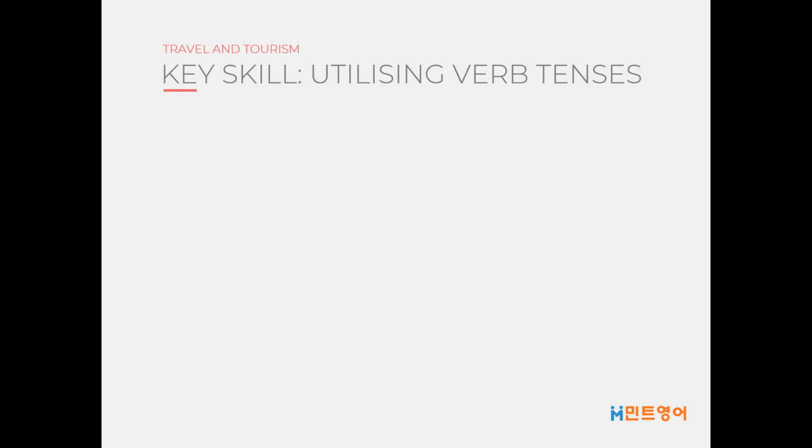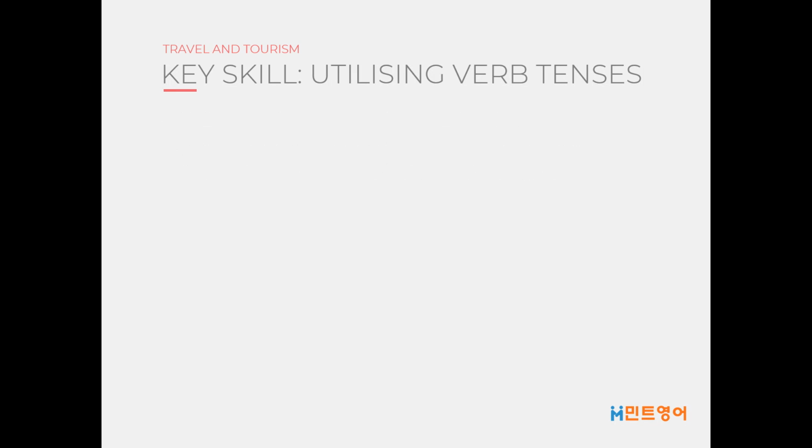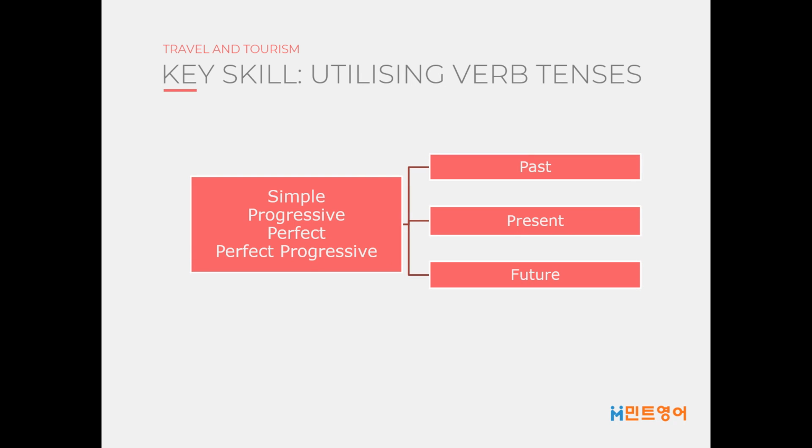Verb tenses are difficult to master. These tell us how an action relates to the flow of time. Non-native speakers often find verb tenses complicated, consequently making them worry about and doubt their fluency in English. To be able to get a high score in the grammatical range and accuracy criterion, you should understand the usage of the different tenses. There are three main verb tenses: present, past, and future.